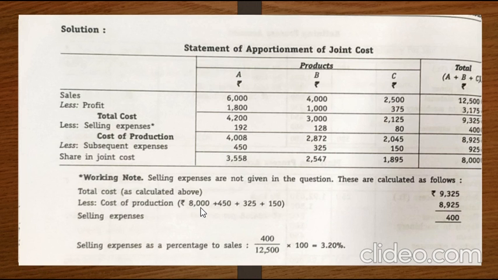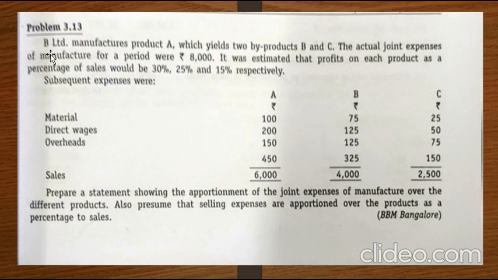If we minus the cost of production according to the format, if you understand the format, in a regular order, if you minus cost of production, you will get your selling expenses. So total cost is 9,325 less cost of production. What is the cost of production incurred? In the question they have clearly stated that the actual joint expenses of a manufacturer for a period were rupees 8,000. So for that period, the manufacturing expenses for joint expenses is 8,000.